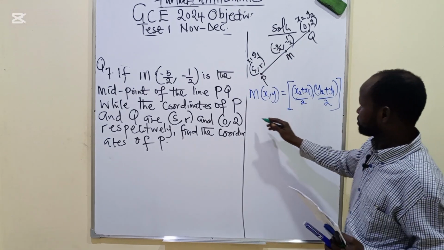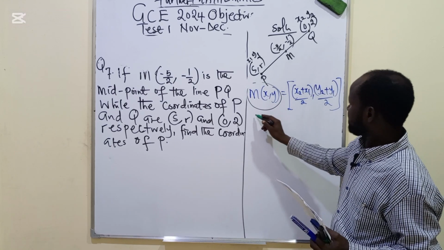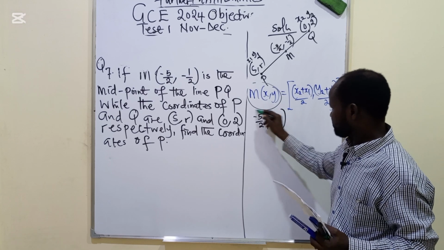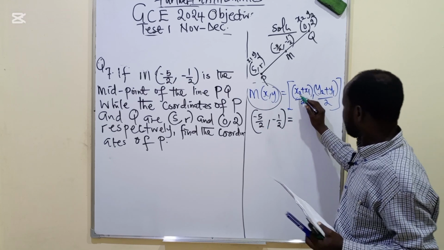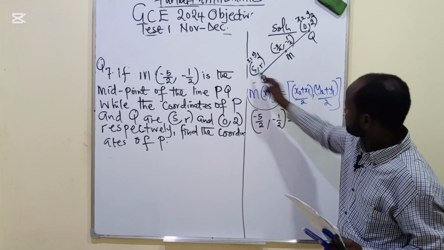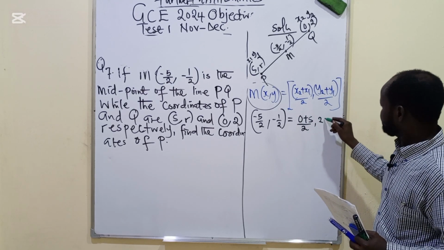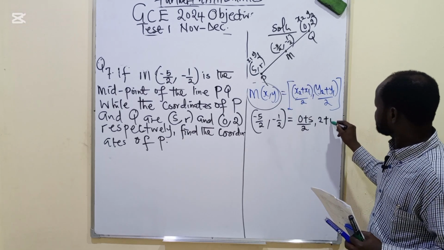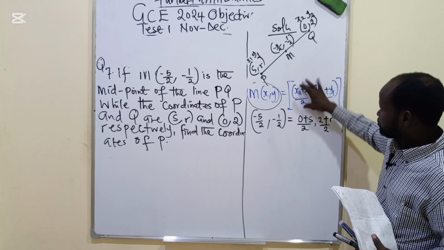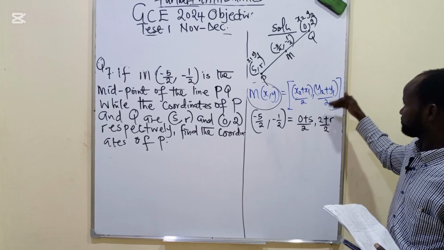Okay, let's substitute. In place of the midpoint, this side now is our midpoint, giving us minus 5 divided by 2 comma minus half in bracket will be equals to, x2 is 0, that will be 0 plus, we find the average now, x1 is s divided by 2 comma y2 is 2 plus y1 is r divided by 2. Very important. It means this x is equals to x2 plus x1 divided by 2. Then this y is equals to y2 plus y1 divided by 2.